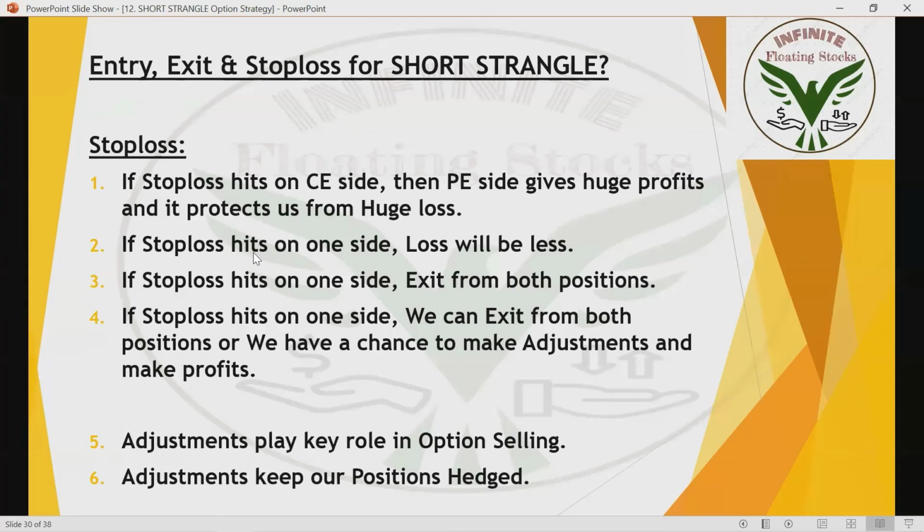And if the stop loss hits on one side, the loss will be very less, because you will be getting profits from the other instrument. If the stop loss is going to hit at the CE side, you'll get money from the PE side. If the stop loss is hitting at the PE side, then you will get money from the CE side, because positions are hedged here. And if the stop loss hits on one side, it's advisable to exit from both the positions.